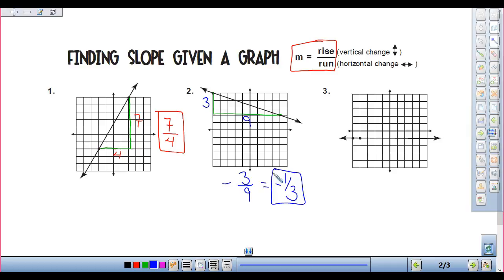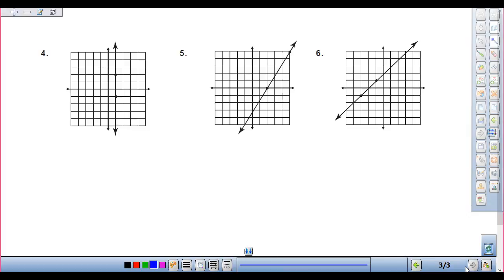Okay? This guy is a horizontal line. So you can automatically say that your slope is 0. Okay? Number 4 is vertical. What's my slope of a vertical line? Undefined. Yes, you have to write that out.